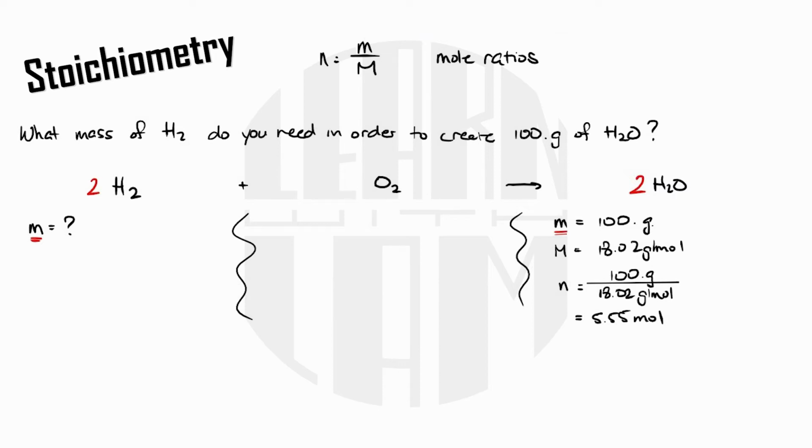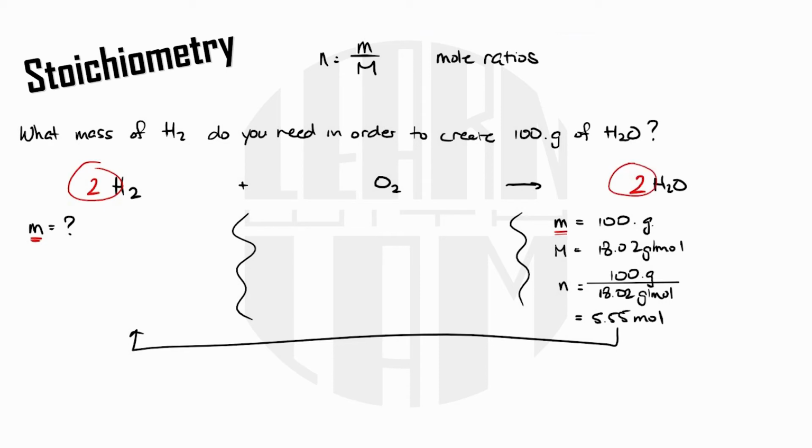Now, moles of water is great, but the truth is that I don't really care about water. I need to know about hydrogen. So we need to jump columns, and the only way to do that is by using our mole ratios, which we get from our coefficients. So our mole ratio here is 2 to 2, and we're going to set up our mole ratio on the arrow the same way we always do. If you want a quick refresher on mole ratios, please check out the mole ratio video in the links below. But all in all, this gives me 5.55 moles of hydrogen.